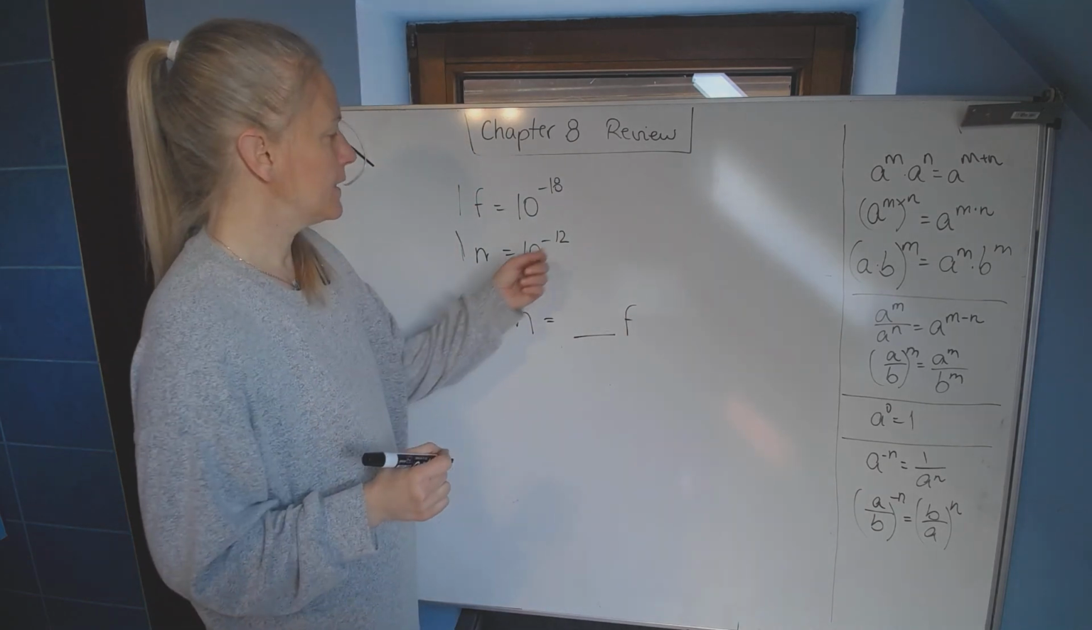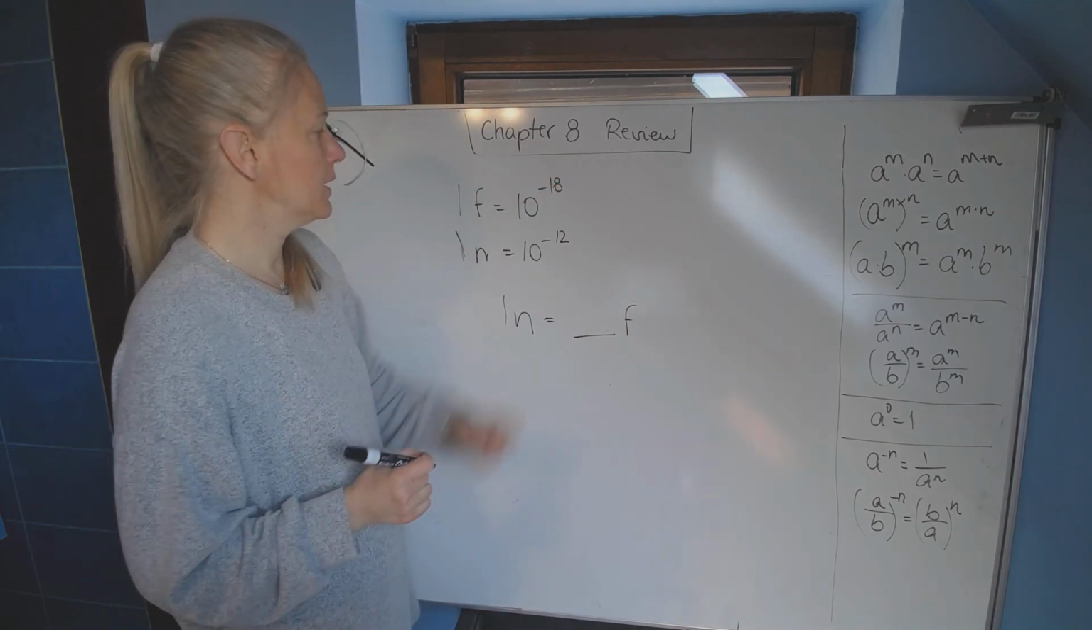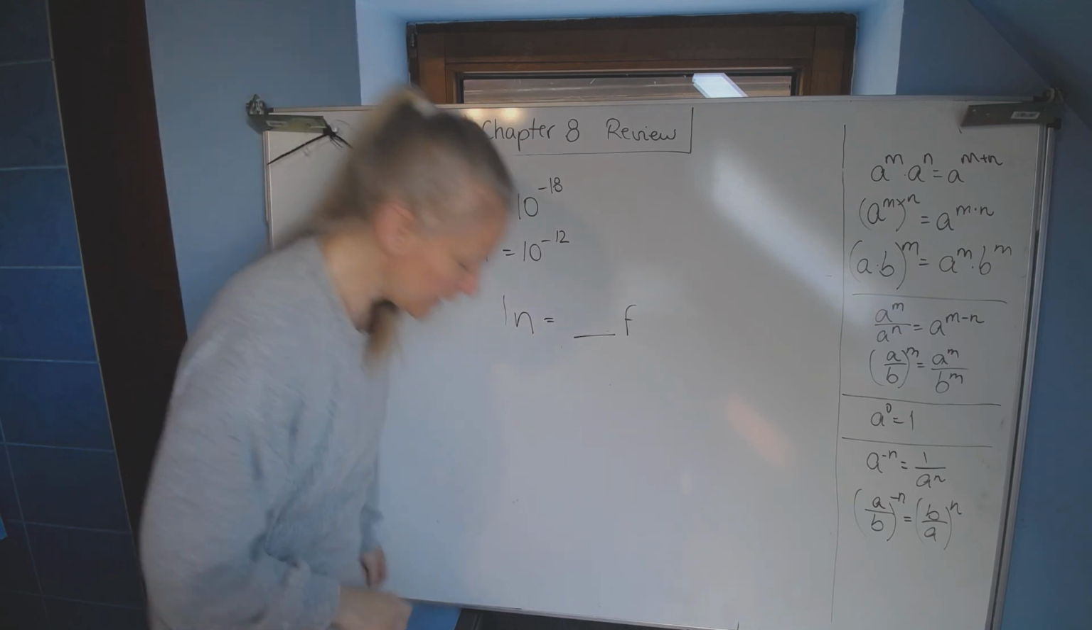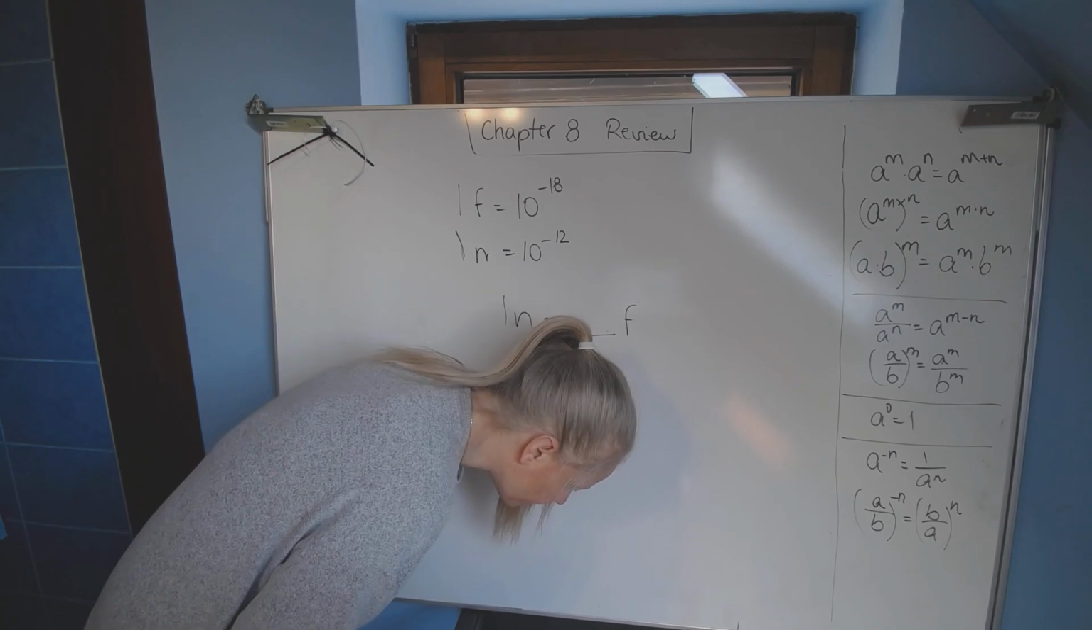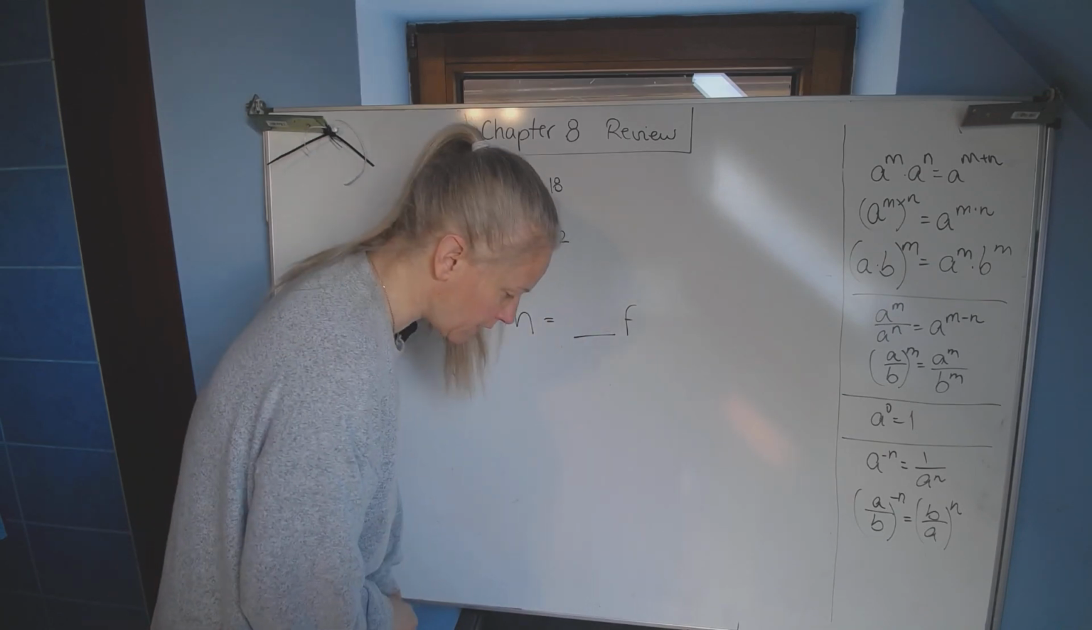So if 1 N is that much and 1 F is this much, how many of the, I can't say the word, that's my problem. How many of the femtograms are in 1 nanogram?